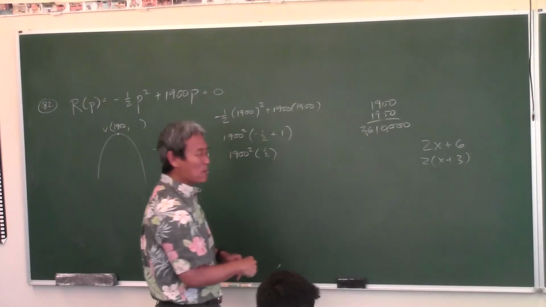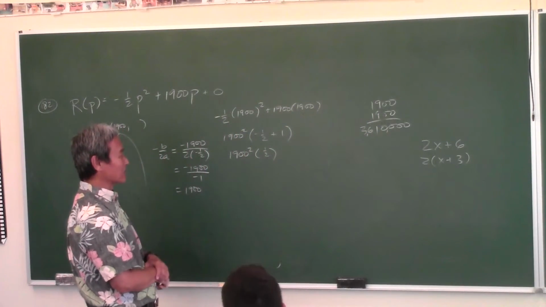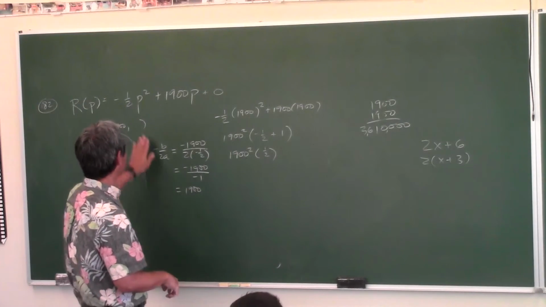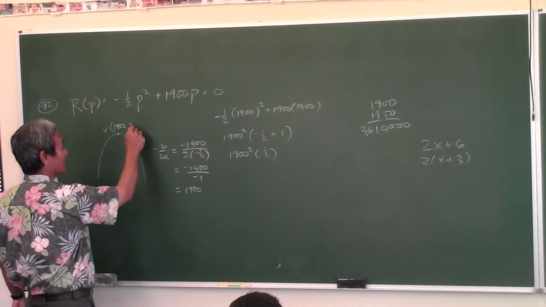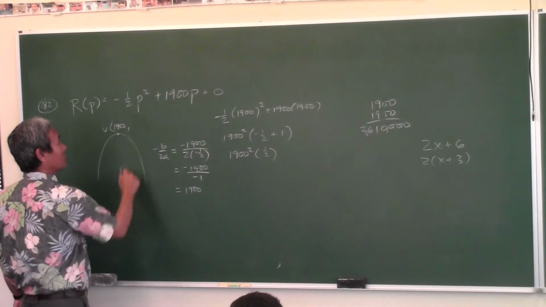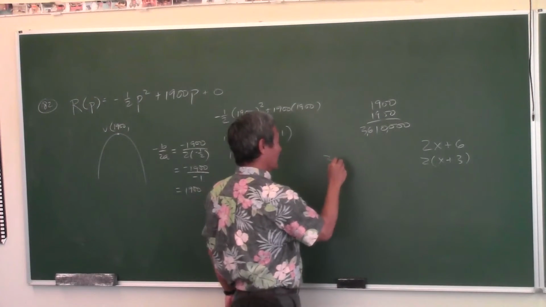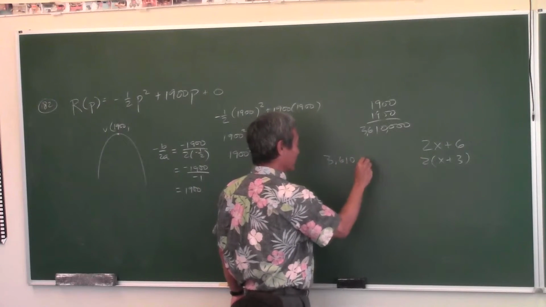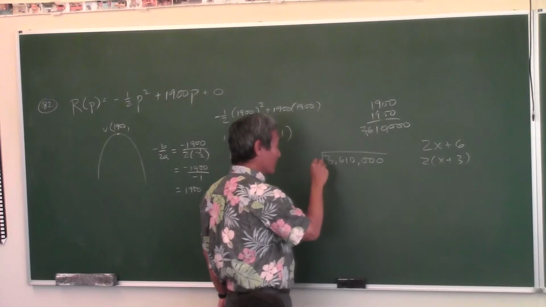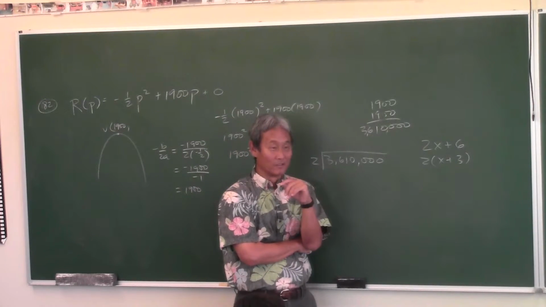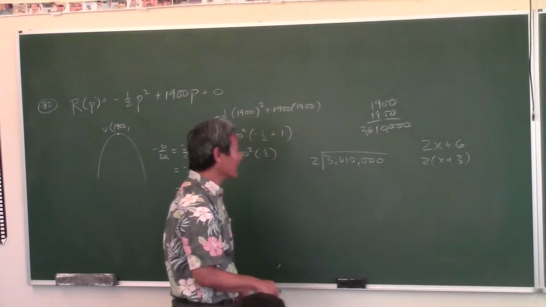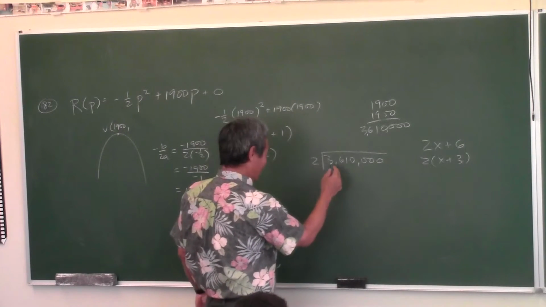You got 3,610,000. Divide that by 2. What do you get? I think we can do this. 1, 2, 5. Do we? Okay. So we really, okay, let me ask you this. What's 36 divided by 2? How come you can do that then? Do it, do it. Okay, we'll do it this way.